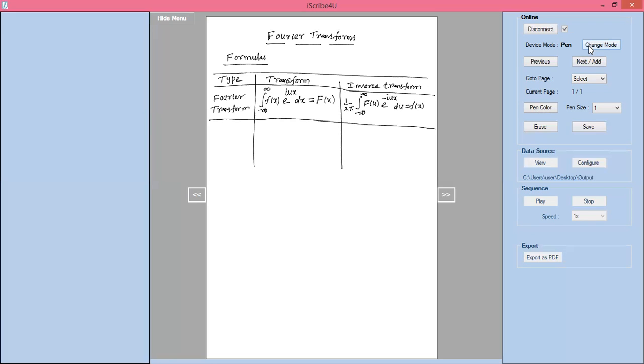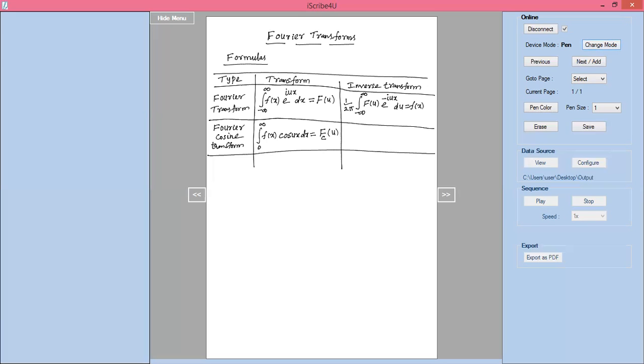Next, Fourier cosine transform. The Fourier cosine transform is integration of 0 to infinity f of x into cos ux into dx, that equals Fc of u. Fc denotes the cosine transform.